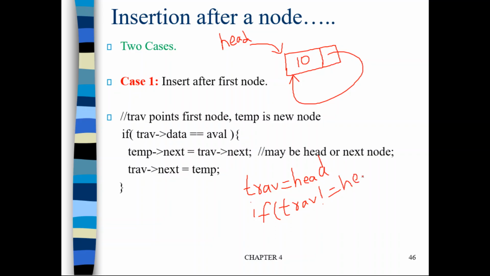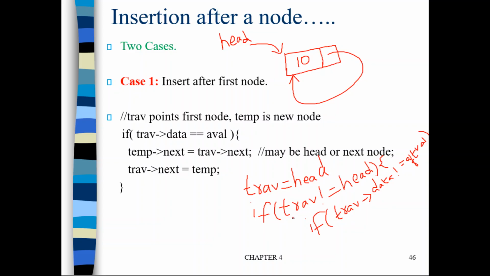Then check whether the node's data part is equal to so and so. All those things will come. If traverse not equal to head, then check if traverse arrow data not equal to after val, and so on. I'm not telling you the logic. You know the logic, I think you are familiar. This is how normally we identify the node after which we want to insert. Then we say traverse equal to traverse arrow next.